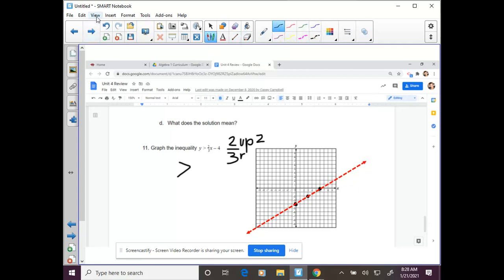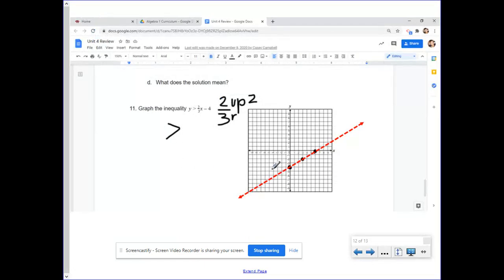So then you have to pick a test point. 0, 0 is on the top of this line. I'm going to try it out. 0 is greater than, I know that 2/3 times 0 is just 0, so it would be -4. Is 0 greater than -4? So you'll shade the top of your graph in.